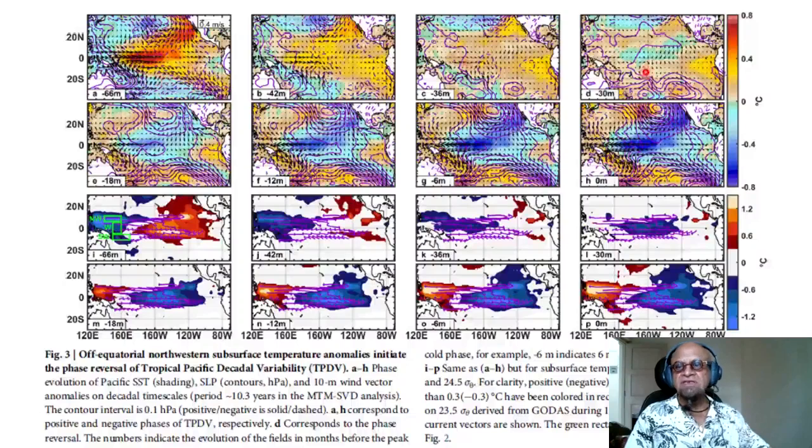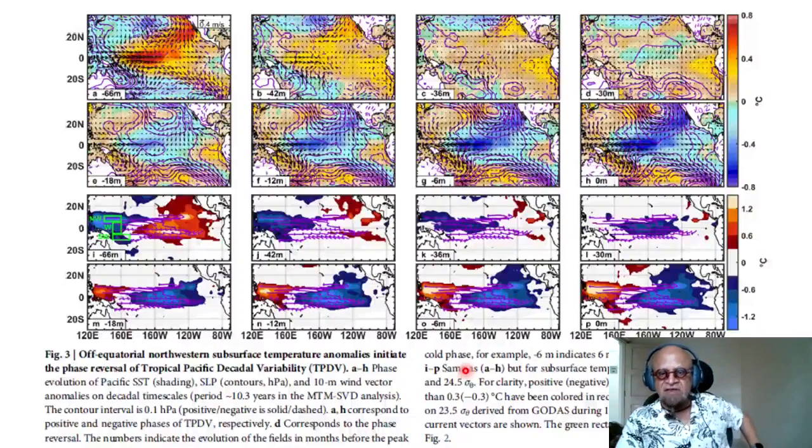So A, B, C, D. So this is the transition going from positive and then beginning to grow into a negative phase. The numbers indicate the evolution of the fields in months before the peak cold phase. For example, minus 6M is 6 months before the peak of the cold phase.